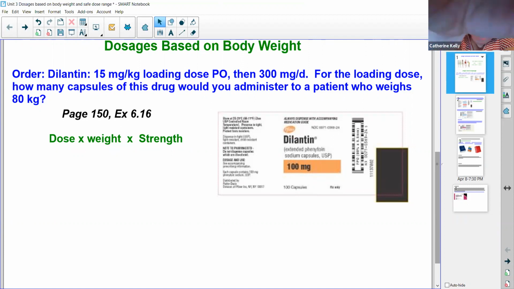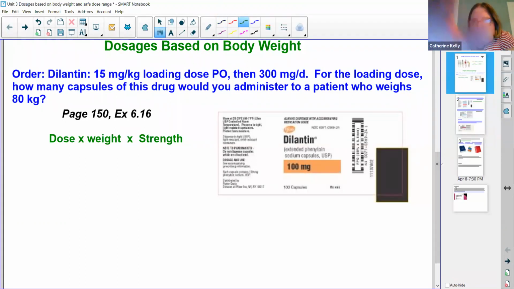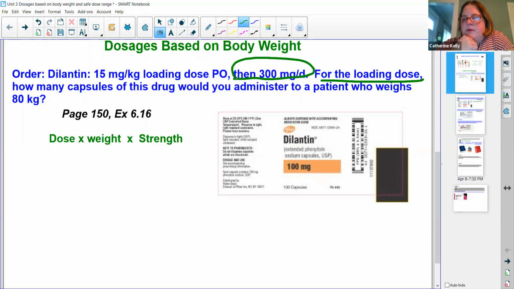So it says all they want is for the loading dose. If it just asks how much would you give for the patient, it doesn't matter how much they weigh because every day that patient's going to get 300 milligrams per day. But for the loading dose, you have to calculate based on the body weight, which is 15 milligrams per kilogram. So the dose is 15 milligrams per kilogram.